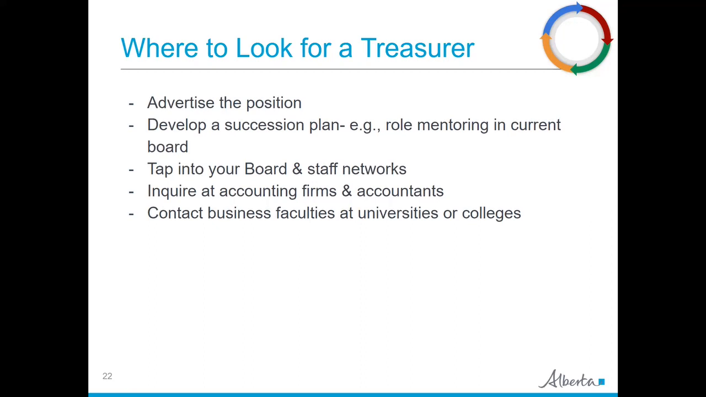One other way is to inquire at accounting firms. Talk to the accounting firms and accountants that you may know from the past or accountants that other nonprofits you know recommend. Many professionals are looking for meaningful volunteer opportunities. And one last suggestion we have is contact business faculties at universities and colleges. Business faculties can be a great source for financial professionals such as accountants and bookkeepers in training. Contact their administrators, and they may know of students who would be interested in getting work experience by volunteering, or they may be able to advertise your position to their students.